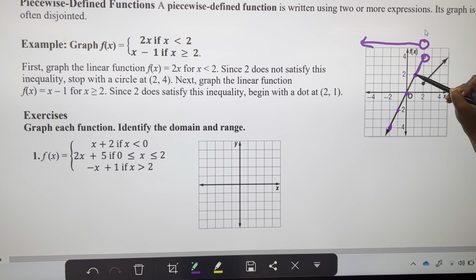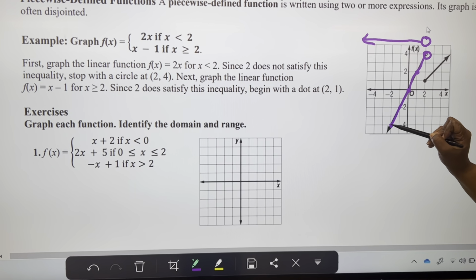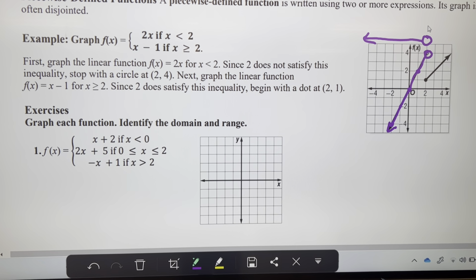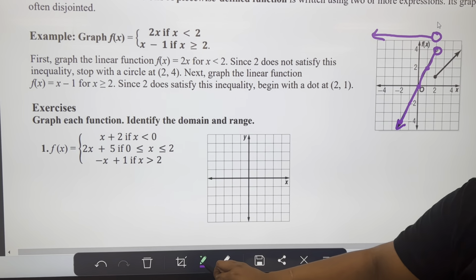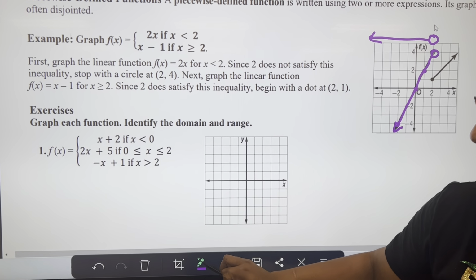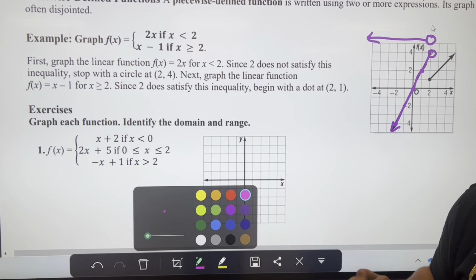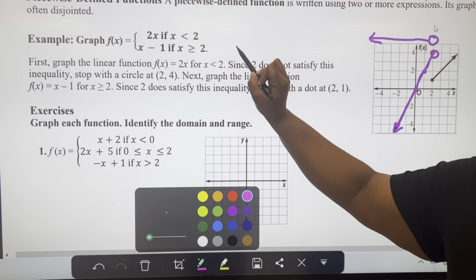connect this line here. All right, now I'm gonna switch colors again. That way you can track me. And I'm gonna go to pink. My next line is gonna be pink.